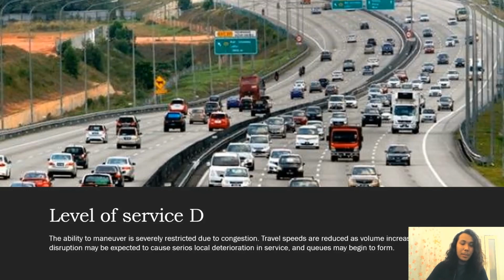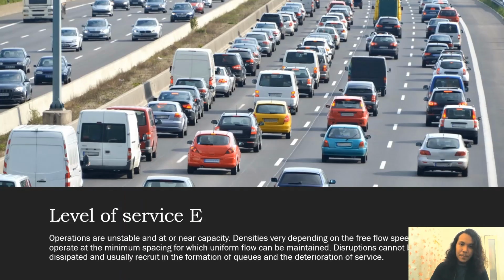So dia punya definisi adalah the ability to maneuver is severely restricted due to congestion. Okay, so maksudnya tak boleh nak tukar lane sangat sebab dah start padat sangat. Okay, traffic speed are reduced as volume increase. So, okay, minor disruption may be expected to cause serious local deterioration in service and queues may begin to form. Seterusnya level of service E dan seperti yang boleh nampak dalam rajah sangat padat dan hampir tak bergerak keadaan jalannya.